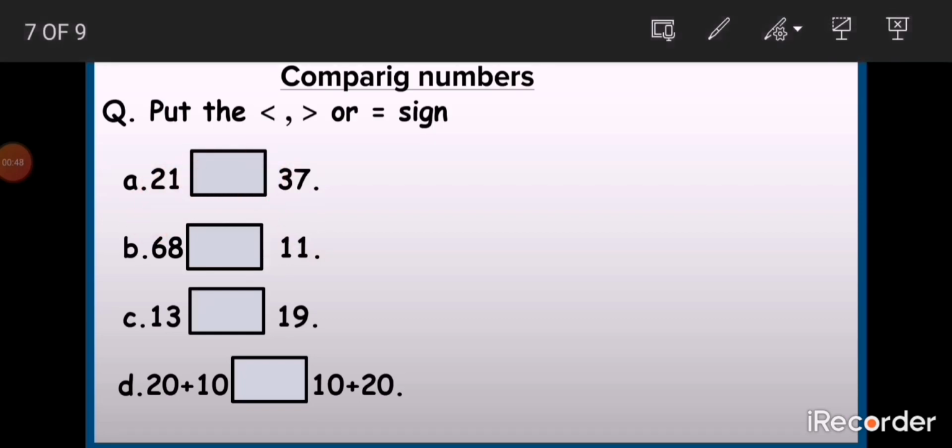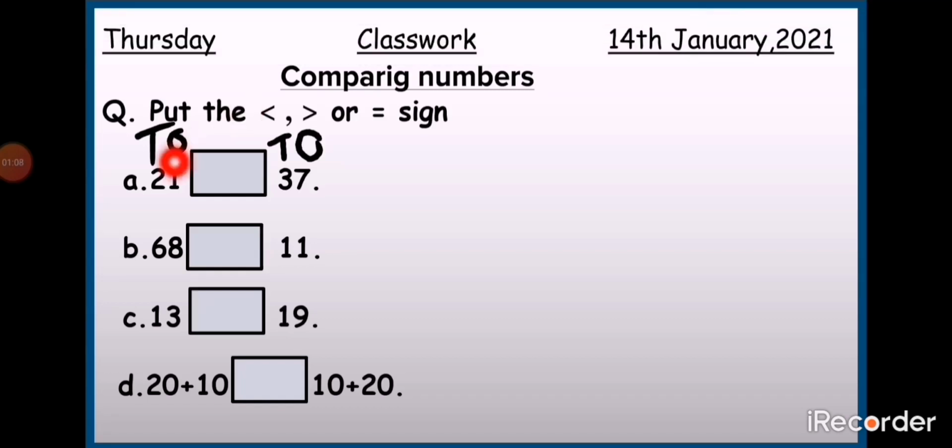For this we will put the place values first. On the 21, the right side digit is 1. We put O for ones. And we will put T for tens on the second digit 2. On the number 37, we will put O on 7 and T on 3 for tens. Now, compare the numbers. In the first number, it has 1 ones. In the second number, there are 7 ones. It means the first number has less ones than the second number.